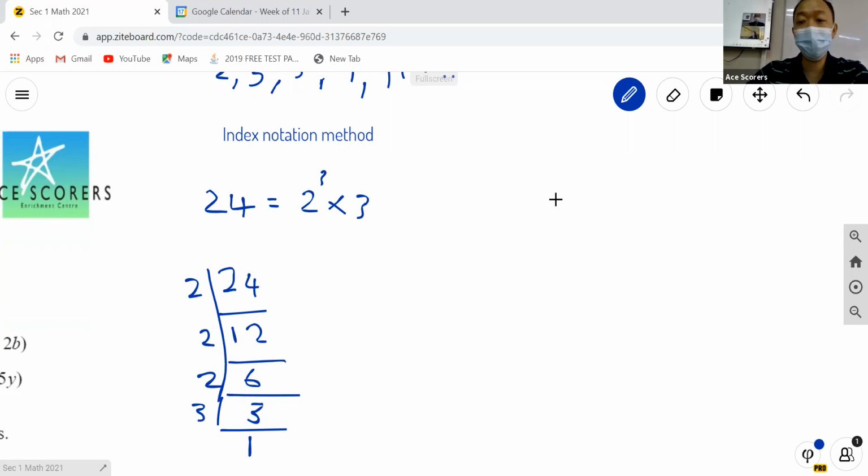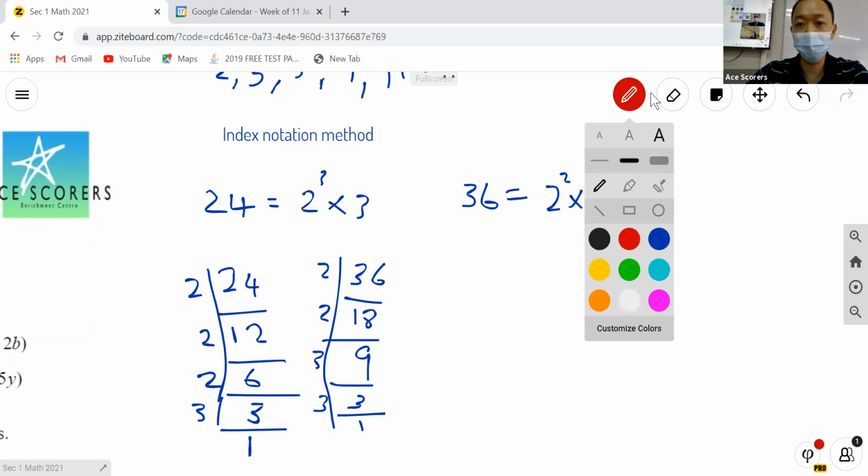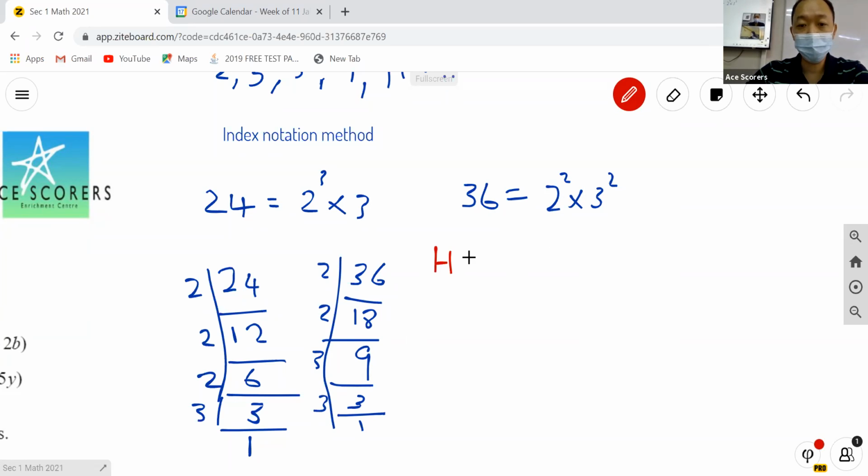Okay, so let's say I have another number, let's use 36. I use this method again. Divided by 2, 18, 9, 3, 3. So it's 2 squared times 3 squared. So let's say I need to find HCF. I'm just going to use red color. Now, just a recap.